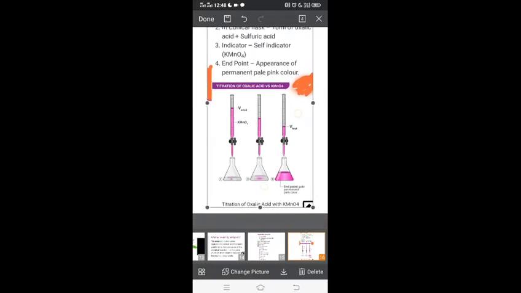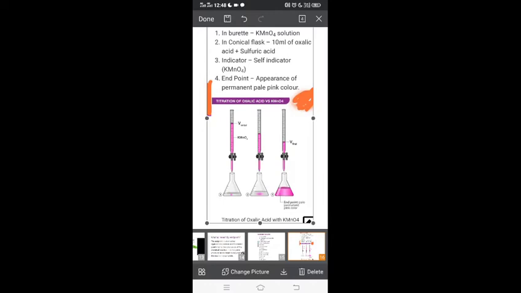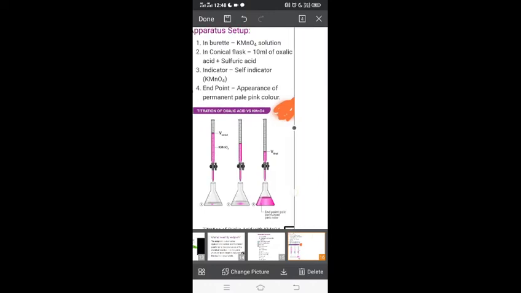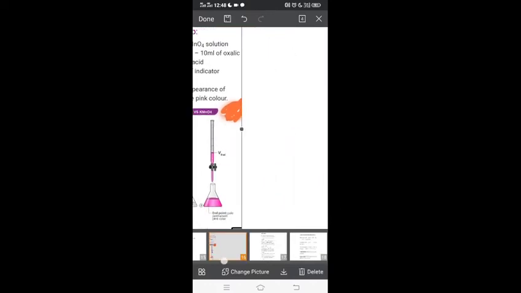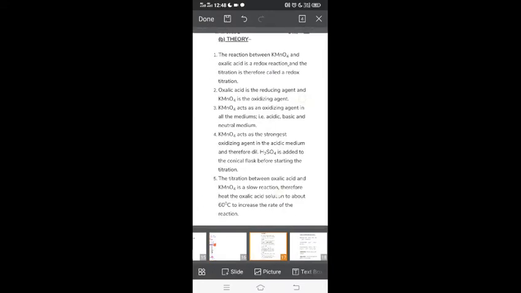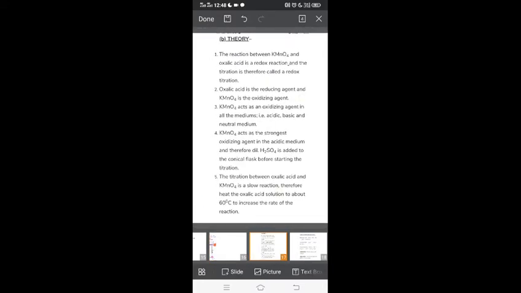Now here further, children, let us see the theory behind the titration of oxalic acid versus KMnO4. Children, first point is that KMnO4 reacts with oxalic acid. So it is a redox type of reaction because KMnO4 is an oxidizing agent and oxalic acid is a reducing agent. Now, the next point, KMnO4 is an oxidizing agent in all the mediums like acidic, basic or neutral medium. Now, KMnO4 is the strongest oxidizing agent in the acidic medium.